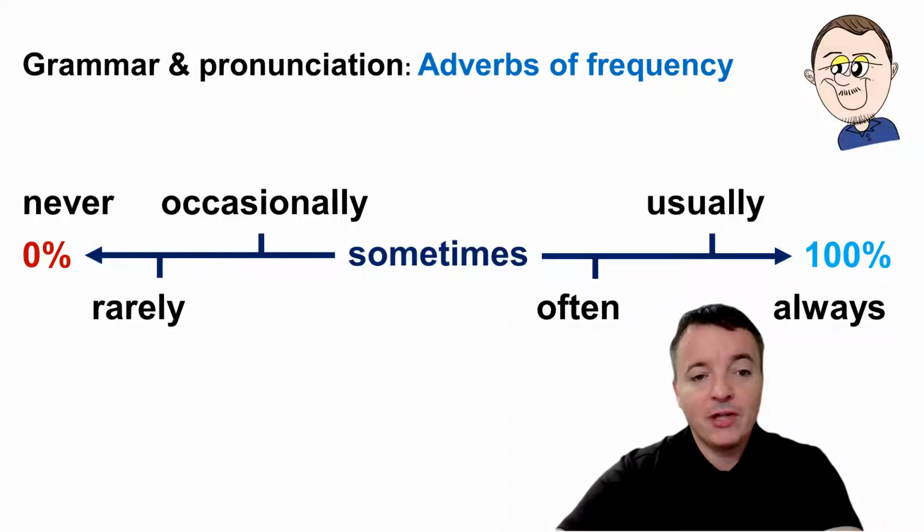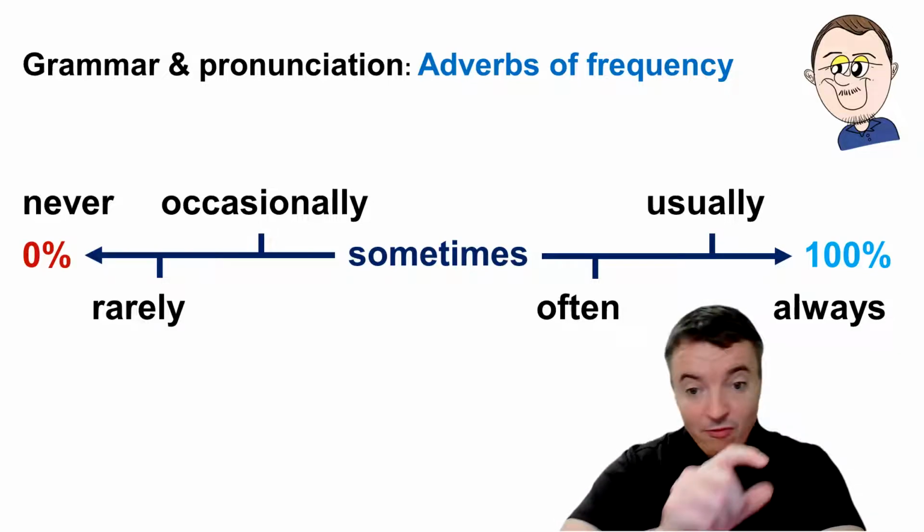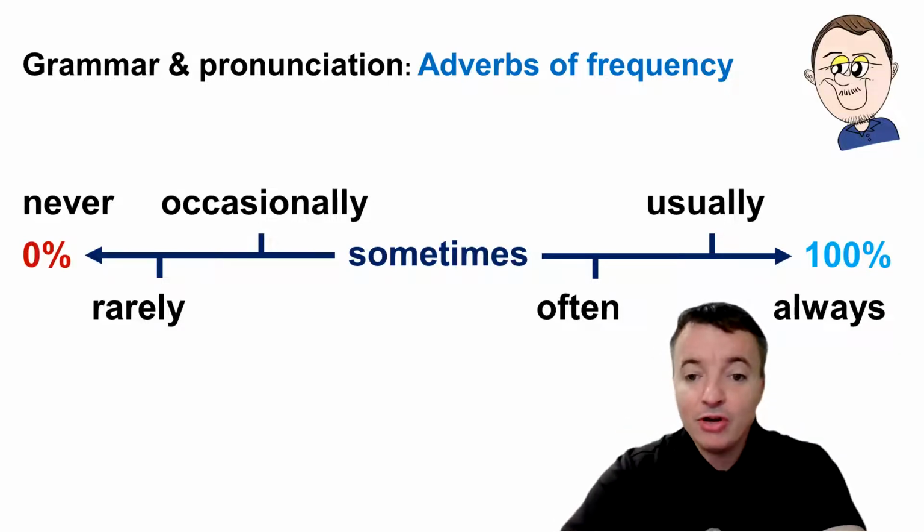Okay, so starting on the left, 0%, never, rarely, occasionally, sometimes, often, usually, always. There are other adverbs of frequency, many others. These are just some of the very common ones. So if you hear others, maybe I recommend write this in a notebook, and when you learn new ones, add them to the line. Never, rarely, occasionally, sometimes, often, usually, always.